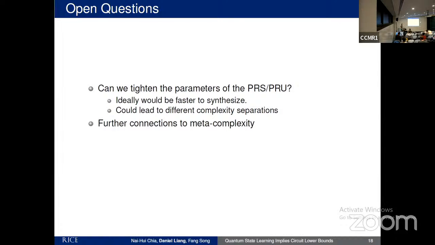There's further connections to meta complexity that was in previous predecessor works for classical Boolean functions that we haven't really explored too much. And a call to the learning people here is, can you maybe actually create some of these non-trivial algorithms to instantiate some of these theorems? So basically, can you do slightly better than brute force or slightly better than classical shadows?